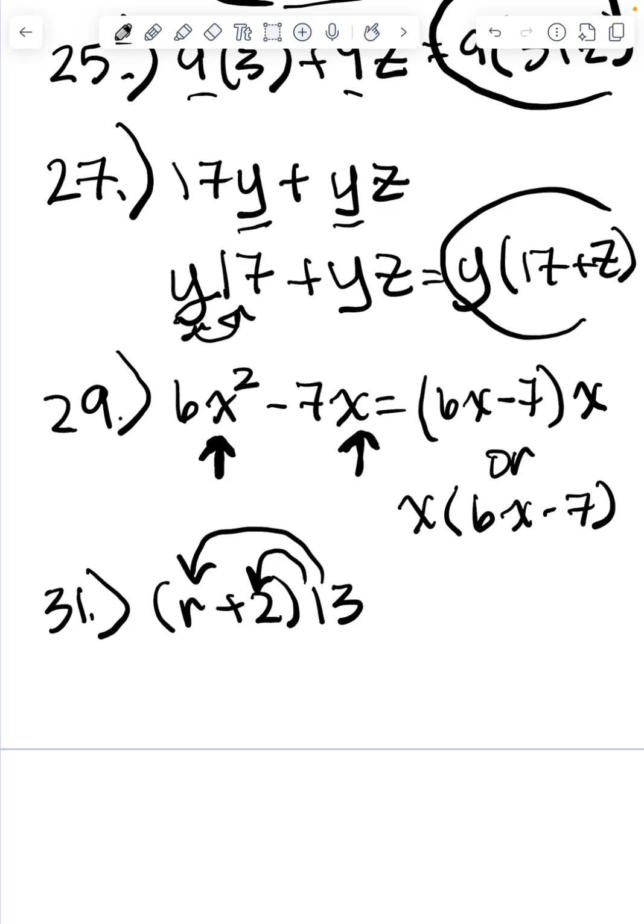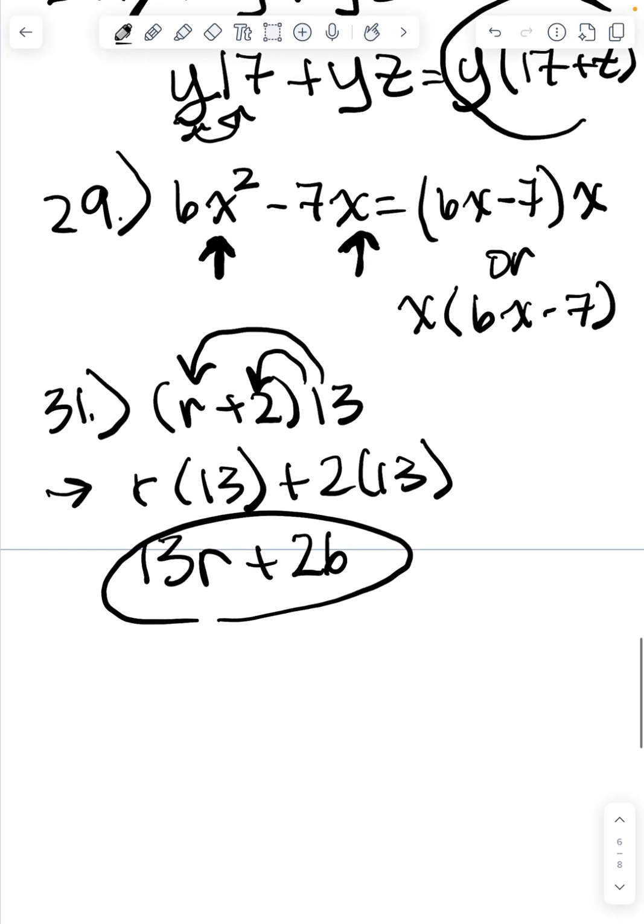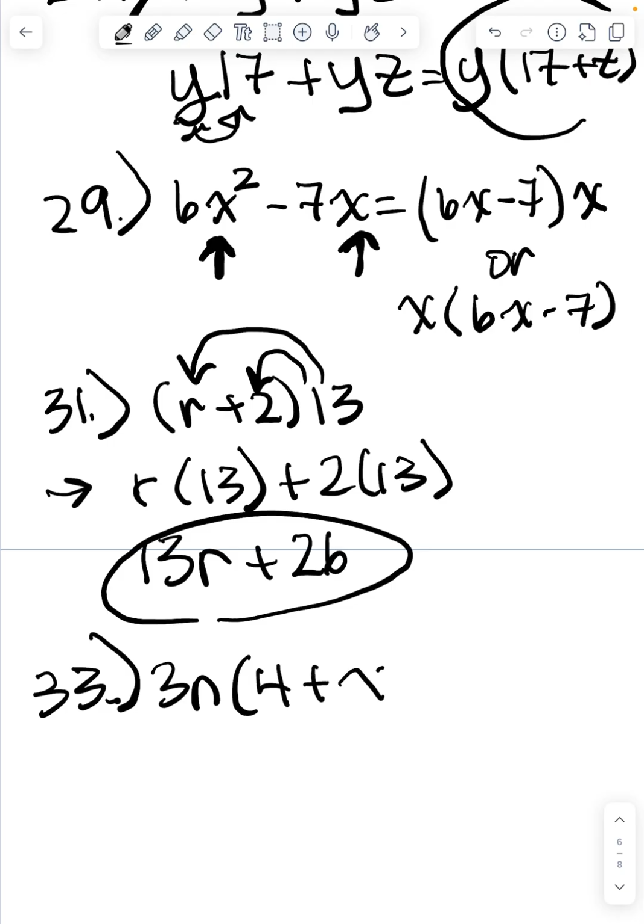So even if I'm writing it this way, you might be tempted to write r13 and then 2 times 13. That's okay in this step right here when you actually do distributing. But your final answer, you should always have the coefficient first. So 13r plus 26. Number 33 is 3n times the quantity 4 plus x minus n.